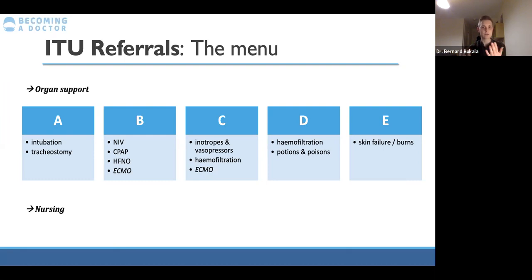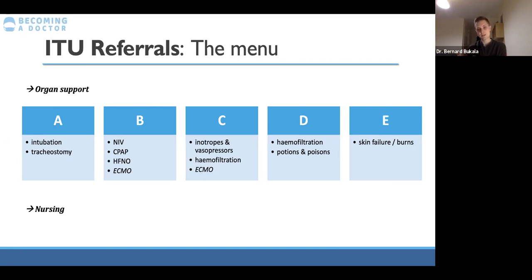So ECMO, I'm not sure how many of you have heard of it. I'm sure some of you have. It's extracorporeal membrane oxygenation, and that's basically a lung bypass. Okay, so they pump blood out, oxygenate it, and pump it back in. So only some centers offer that, but in theory, that's something that ITUs can offer.